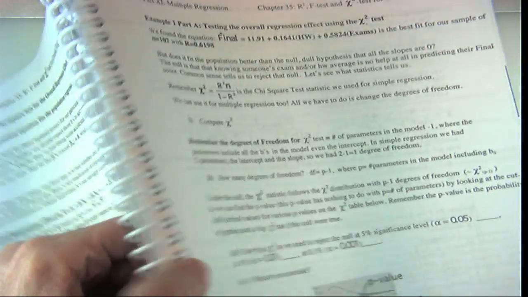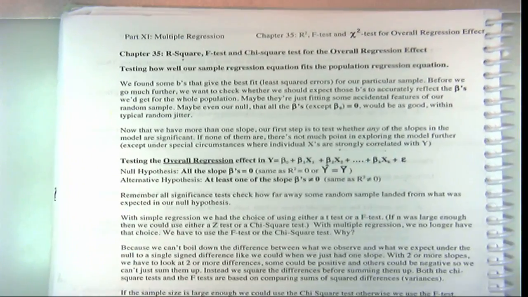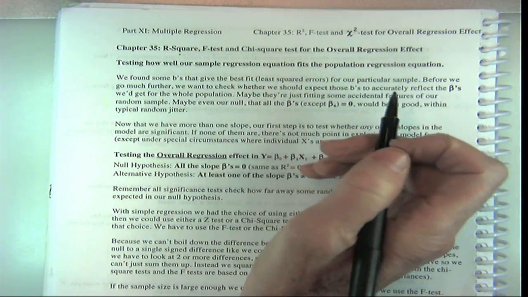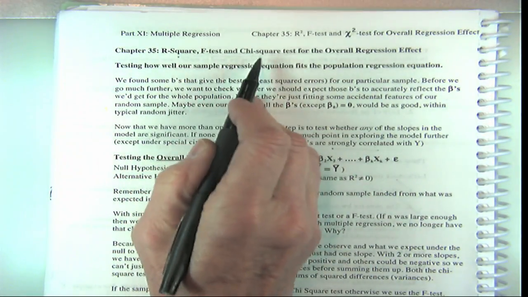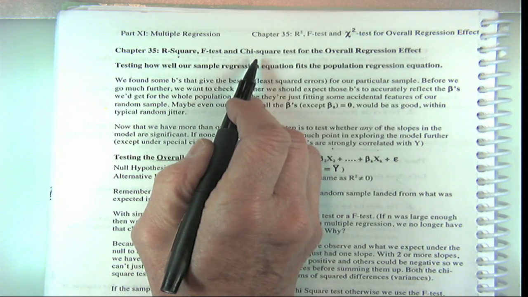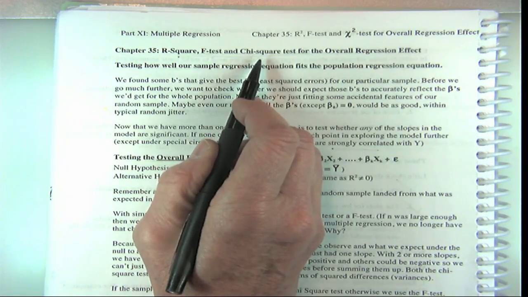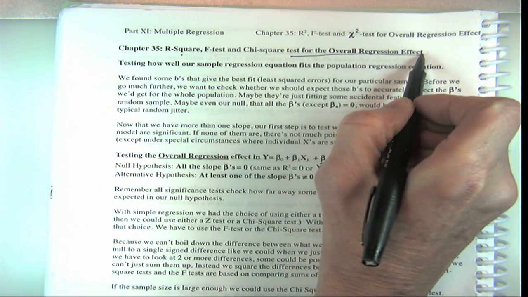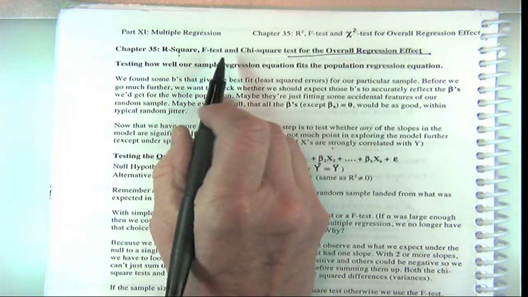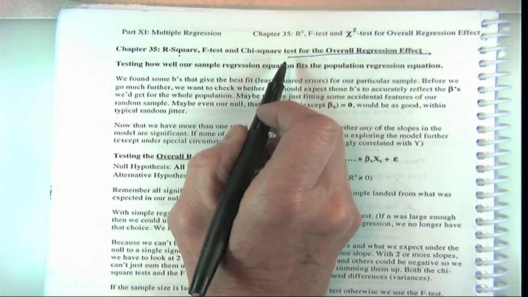But now, let's just remember the F and the chi-square test. We already saw this analysis of variance. That's what we're going to be doing here. We're going to be using R squared, the F test, and the chi-square test, but this time we have to do it because we have multiple slopes. We can't do Z and T tests on the overall regression effect to see if there's anything in our model. So for the overall regression effect, we have to use these F and chi-square tests, and they're going to be exactly the same as what we did before. We just have additional parameters.